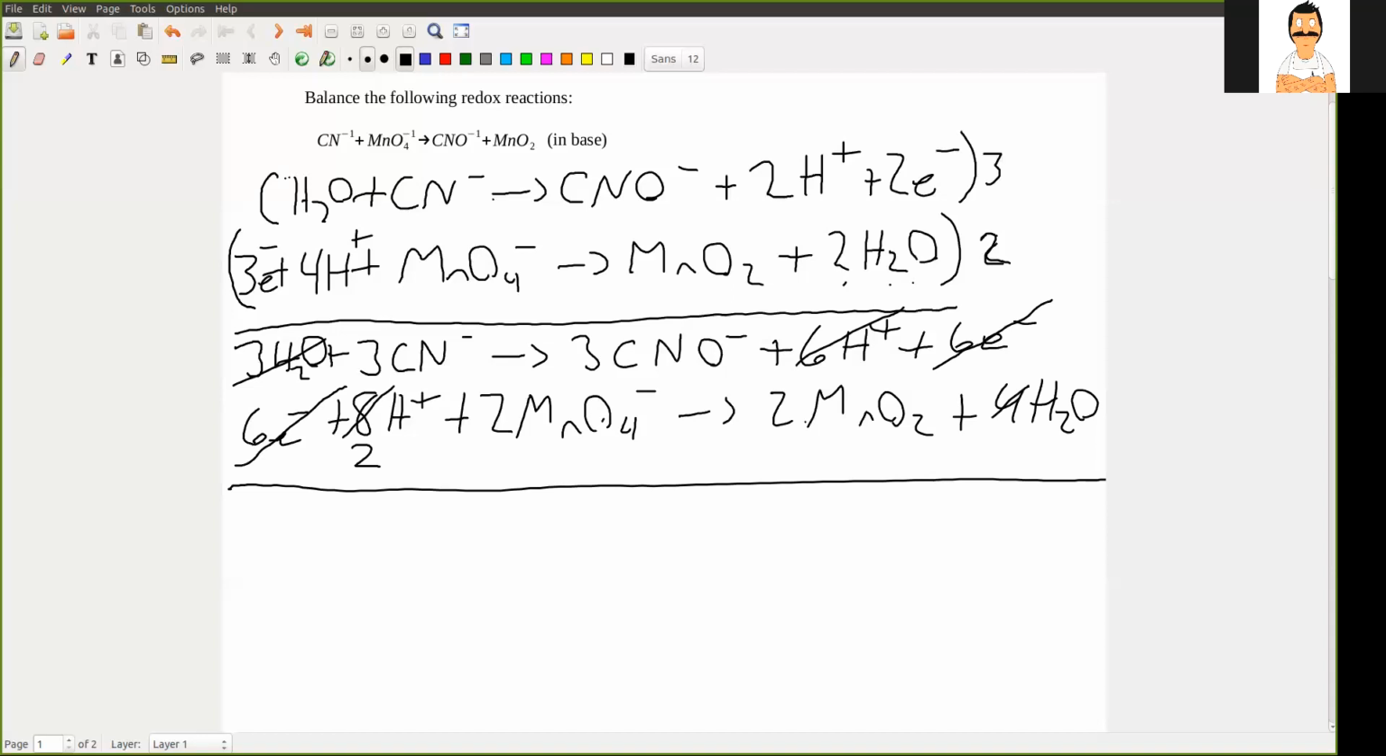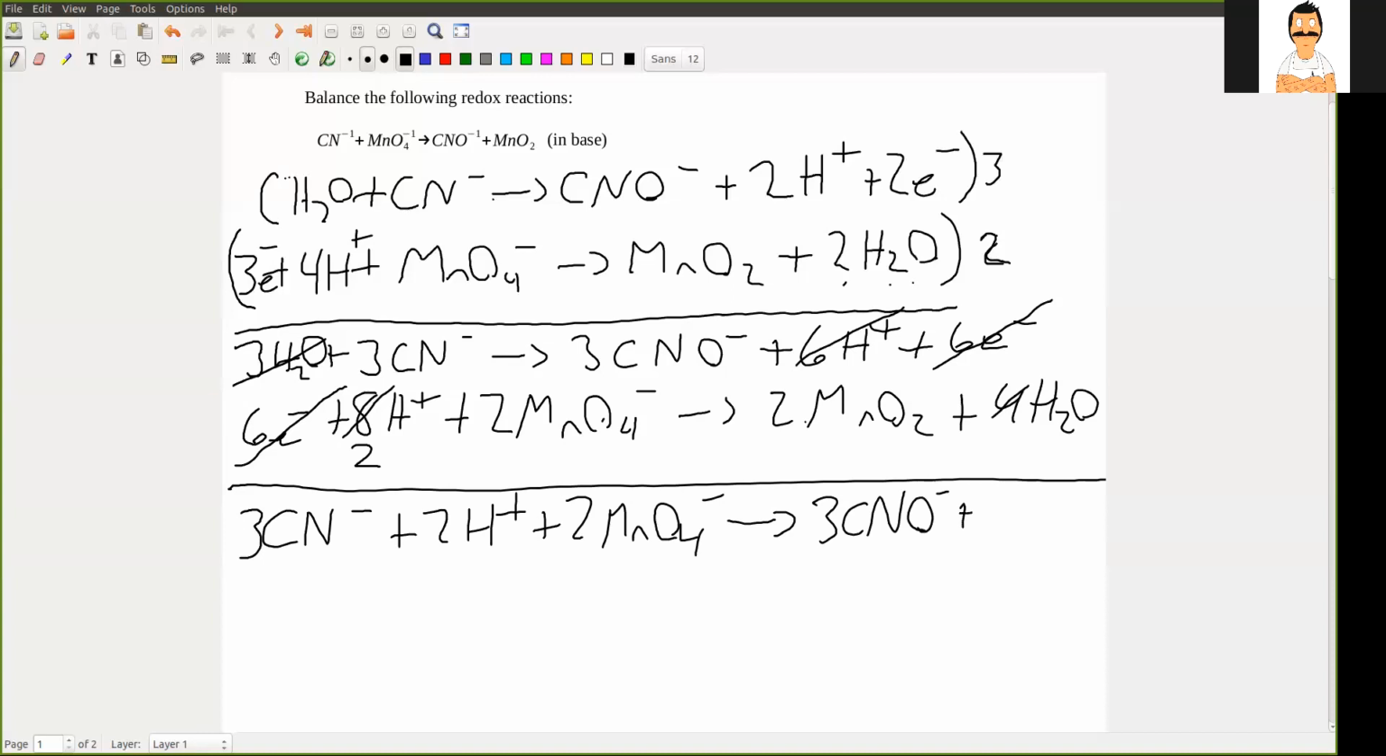So now once you've done your canceling, you can just add the two equations together. So we end up with 3 cyanides plus 2 protons plus 2 permanganate ions. And that goes to the product side. And I ran out of room, but okay, so this is balanced if we were doing it in acid, but we're asked to do it in base.